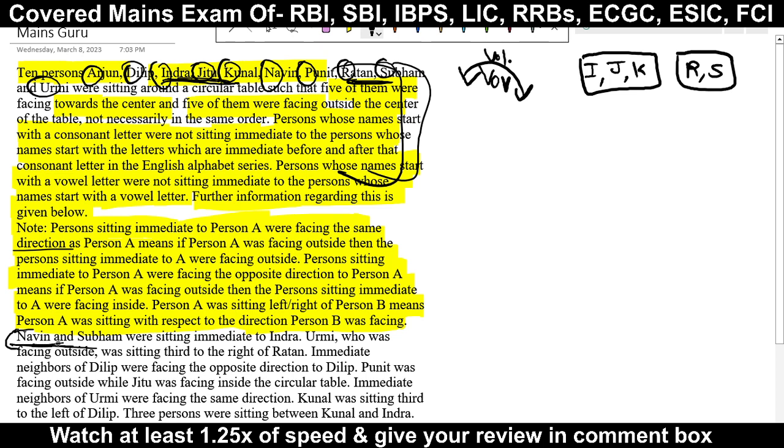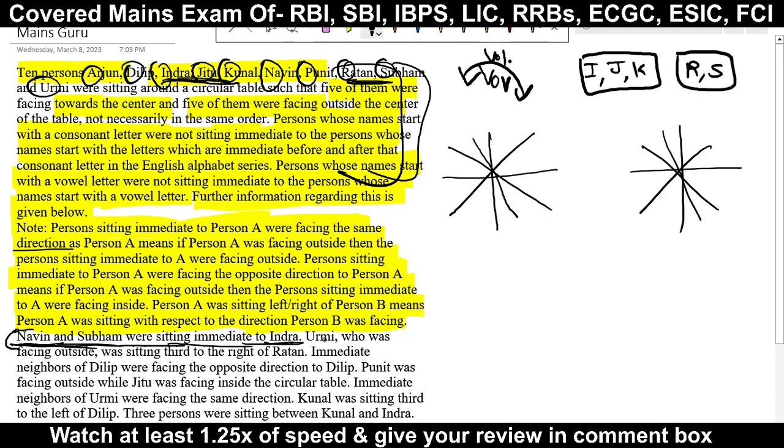What are the conditions given to us? Naveen and Subham were sitting immediate to Indra. Naveen and Subham were sitting immediate to Indra. So before starting, let me first draw the diagram, which will be required for this. Okay, so I have drawn the diagram. Now, once again, let me read the condition. Naveen and Subham sitting immediate to Indra. So just suppose that Indra is sitting here. Then Naveen will be here and Subham will be here. And just opposite to this, suppose Subham is here and Naveen is here.